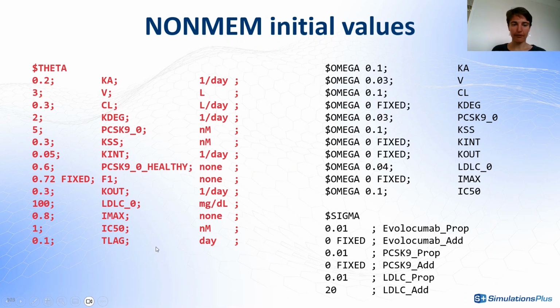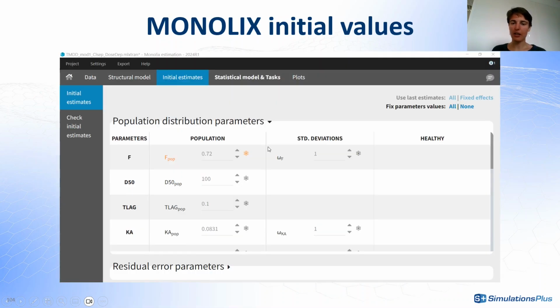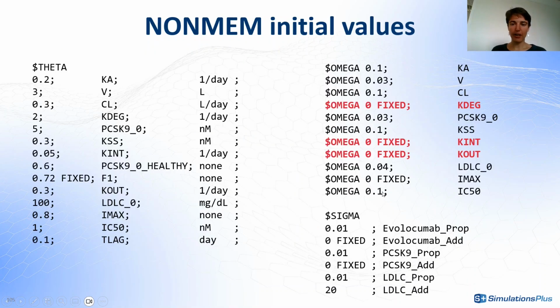Then we have the initial values. So that would be the initial values for the thetas. That would go as we had before, with bioavailability that is fixed. Then we have the initial values for the omegas.